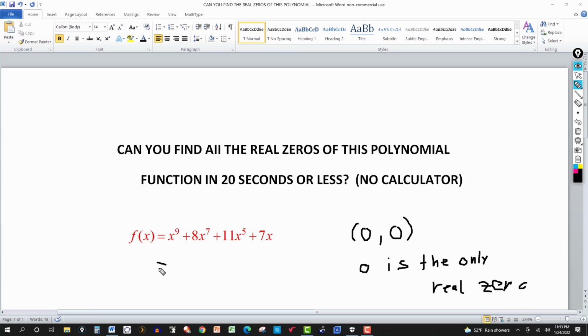And then you can see here that if I factor out the x, the first term becomes x to the 8th. The next term becomes 8x to the 6th. The next term is 11x to the 4th. And the last term is 7.